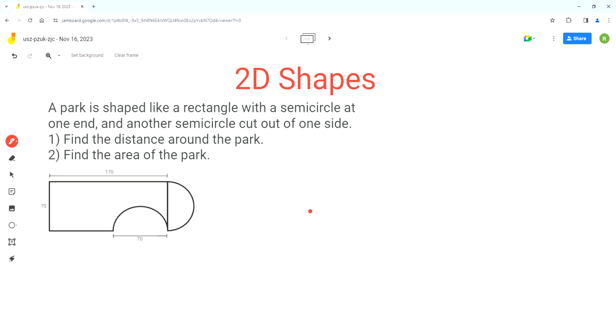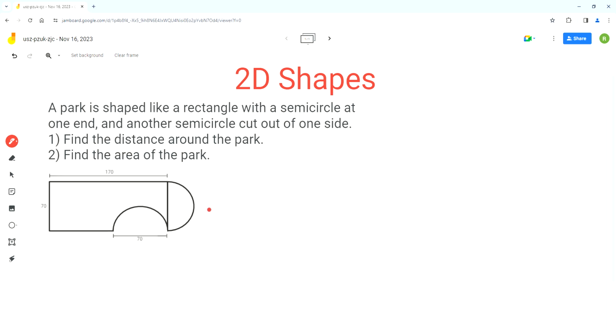So in this video, we'll solve this problem based on the concepts of 2D shapes. As per the problem, a park is shaped like a rectangle with a semicircle at one end. So this is the rectangle and there is the semicircle at one end and another semicircle cut out of one side. So that's the semicircle that's cut out. Now we have to find the distance around the park and the area of the park.